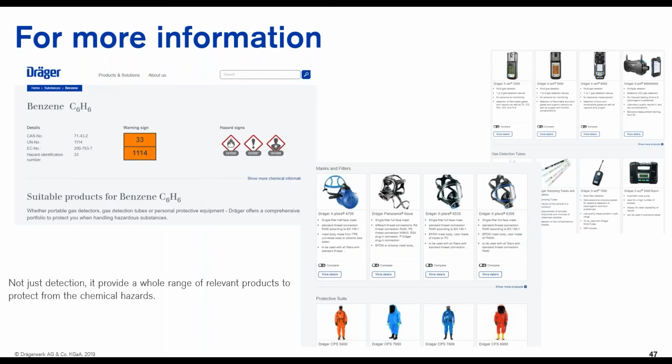Let's say if you're looking for gas detectors, either portable gas detectors or tubes, you can actually look into this Dräger Voice. But this Dräger Voice itself, not only the detection, they also provide you a range of products that's relevant in terms of this chemical hazard. For example, the masks and filters, or even the chemical suits. So if you want to look into those complete solutions in terms of protection and detection, you can also use this Dräger Voice website.